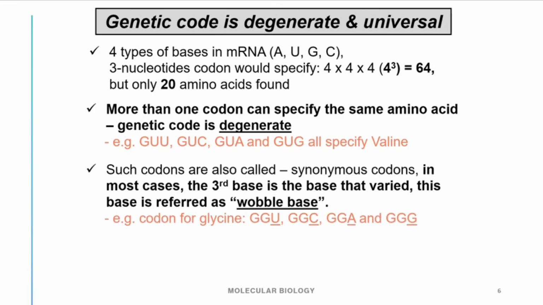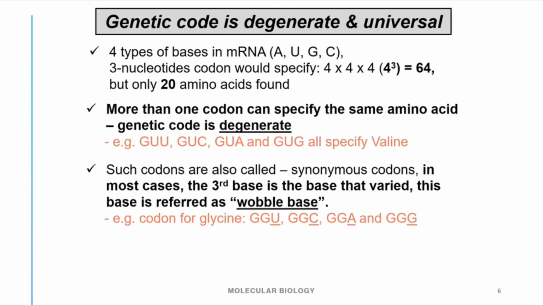And such codons are also called synonymous codons. And if you go back to the previous slide, you'll notice that for a lot of these synonymous codons, only the 3rd base of the codon is the one that's actually going to be varying. So for example, for glycine, you have 4 different codons that all code for glycine: GGU, GGC, GGA, and GGG.